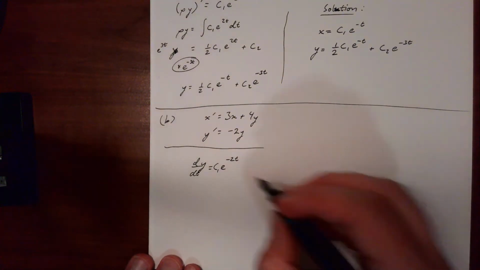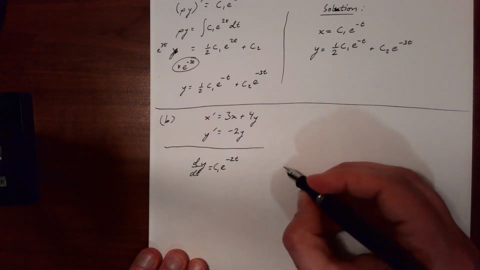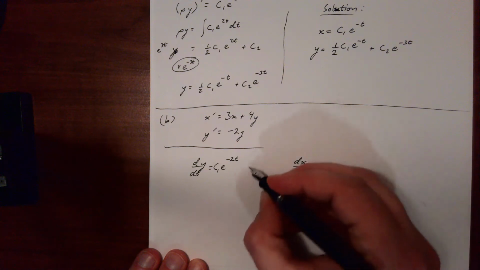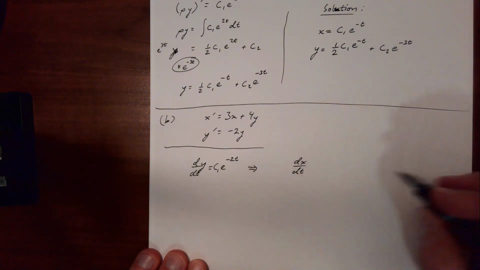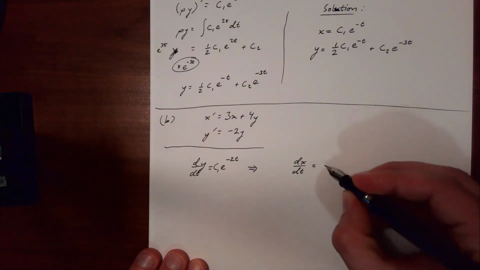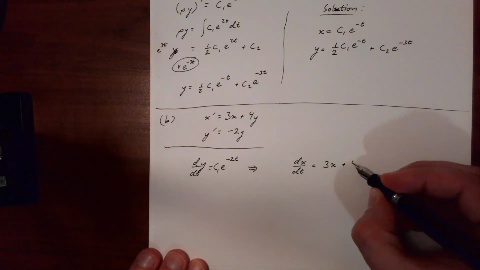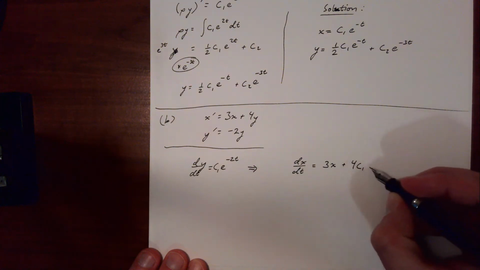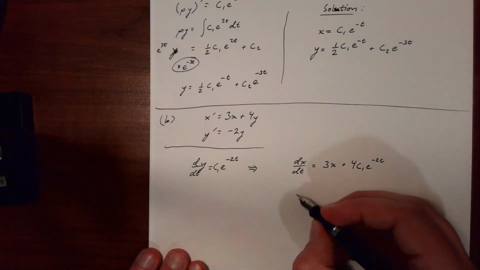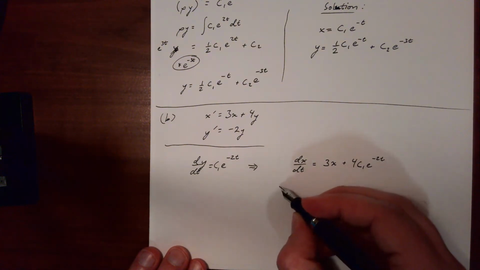All right, so be it. Well then, what does that mean? That means that dx/dt is going to be equal to 3 times our mystery x plus 4c1 e to the negative 2t. And once again, we have here a linear equation in x.